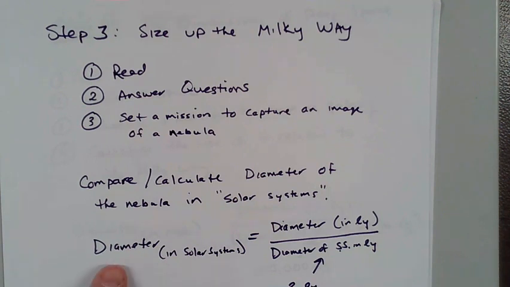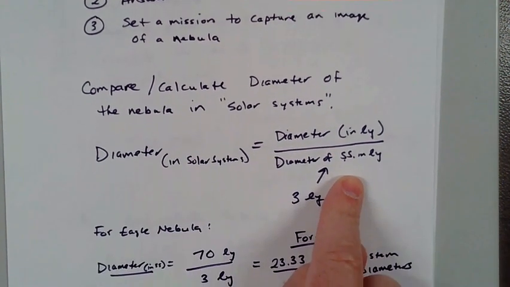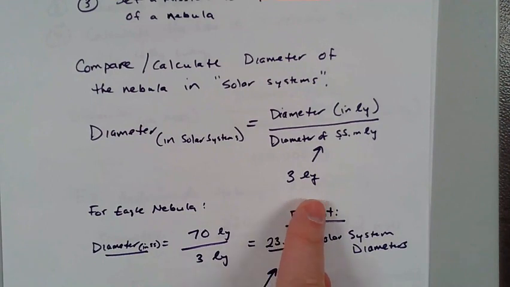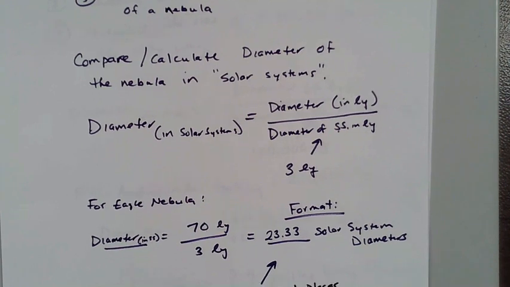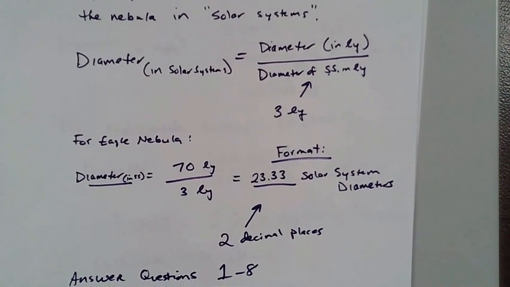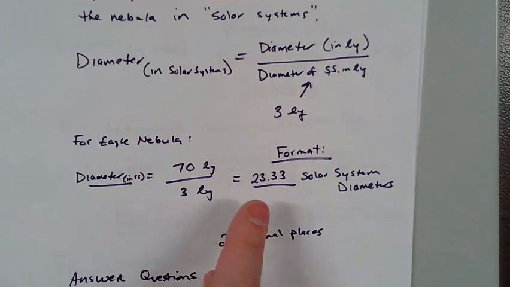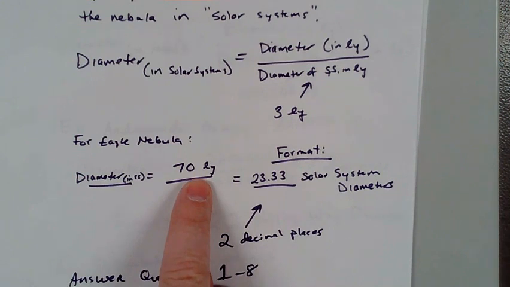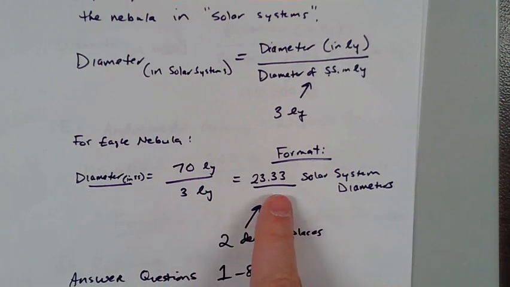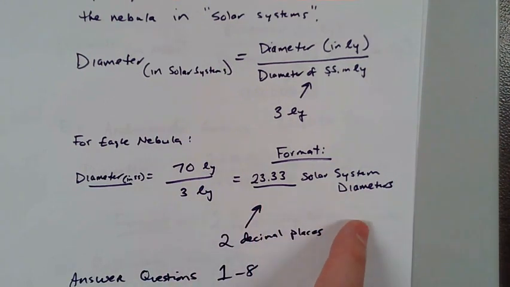In order to do that, you'll need to take the diameter of the nebula in light years divided by the diameter of the solar system. And in this step, we are saying that the solar system is 3 light years across. So for an example, I did the Eagle Nebula. To find the diameter of the Eagle Nebula in solar systems, I took the diameter of the Eagle Nebula in light years, 70, divided by 3 light years for the solar system. This will give us 23.33 solar system diameters.